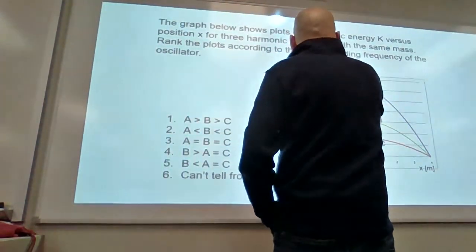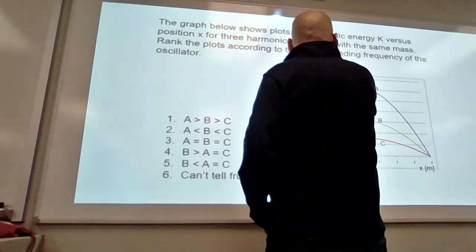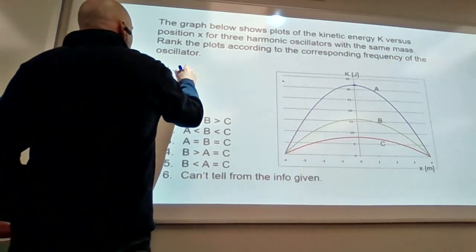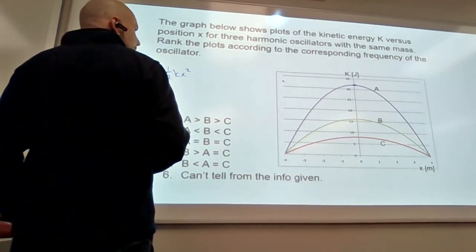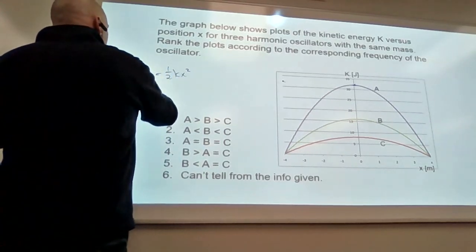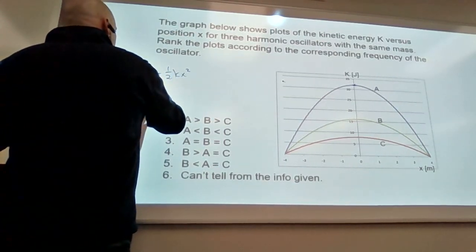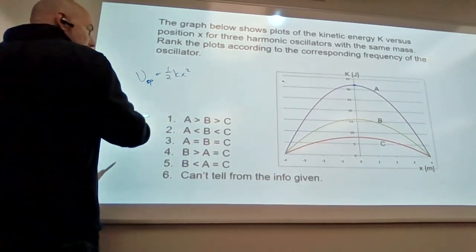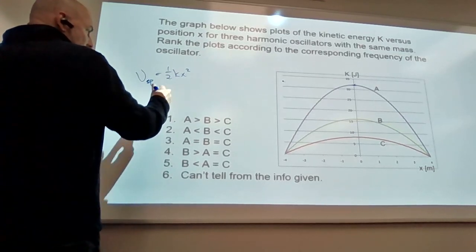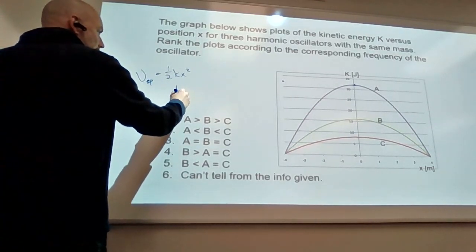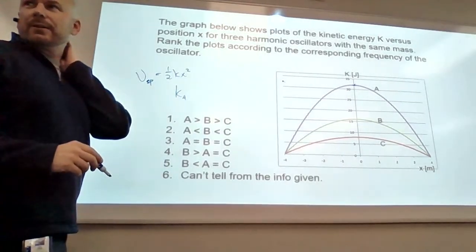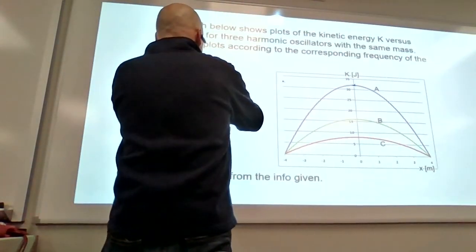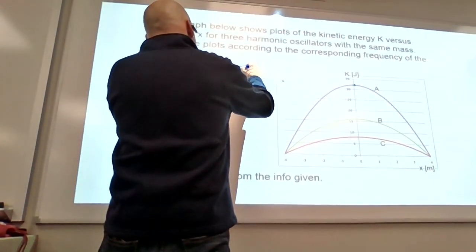All right, so you know that A has more potential energy. They have the same displacement, so the K value has to be greater for A. Okay, does that make sense? Why does the K value matter? Because of frequency. The frequency is K over M.